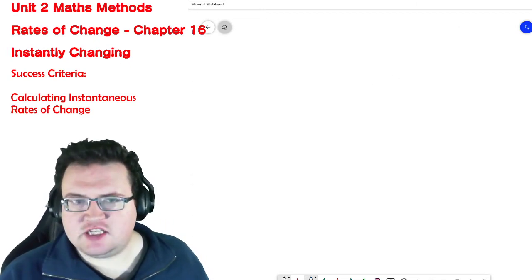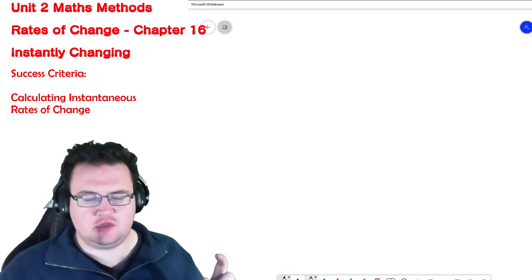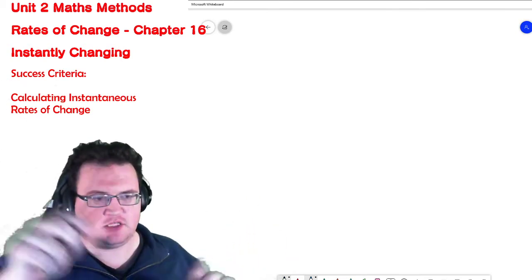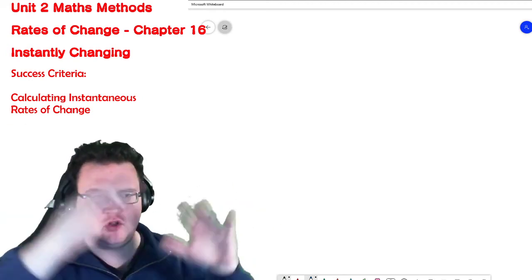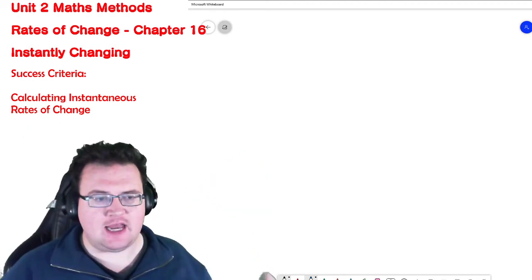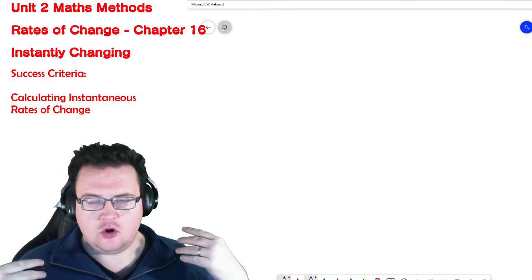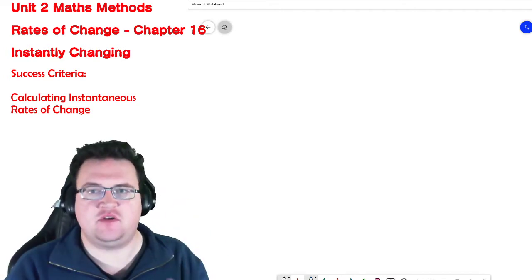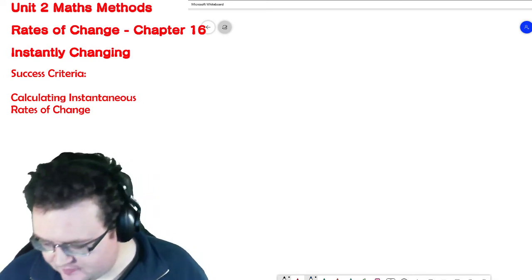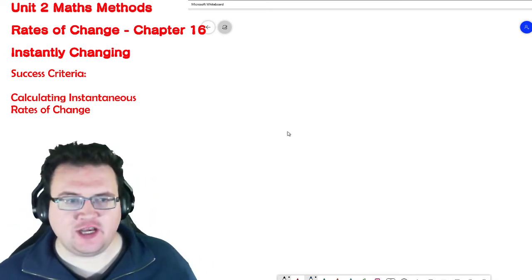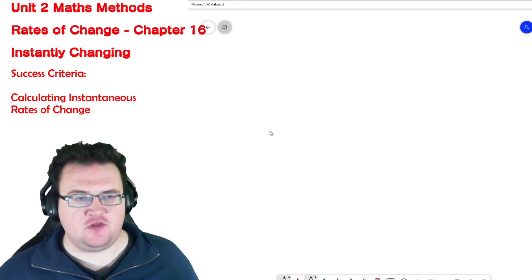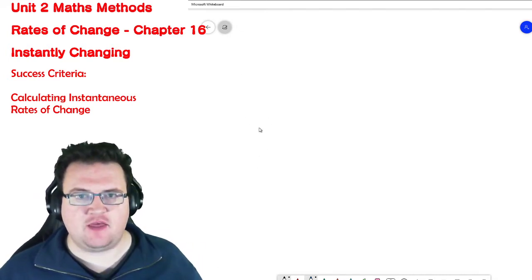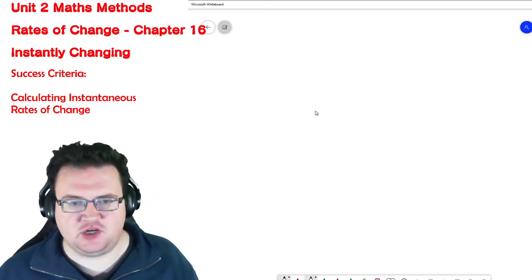So as we look at rates of change, previously we did rates of change between 2 points, rates of change as an average over a longer period of time. And now what we're looking at is rates of change at an instantaneous point of time. So how would we measure the gradient between 2 points that are almost right next to each other?